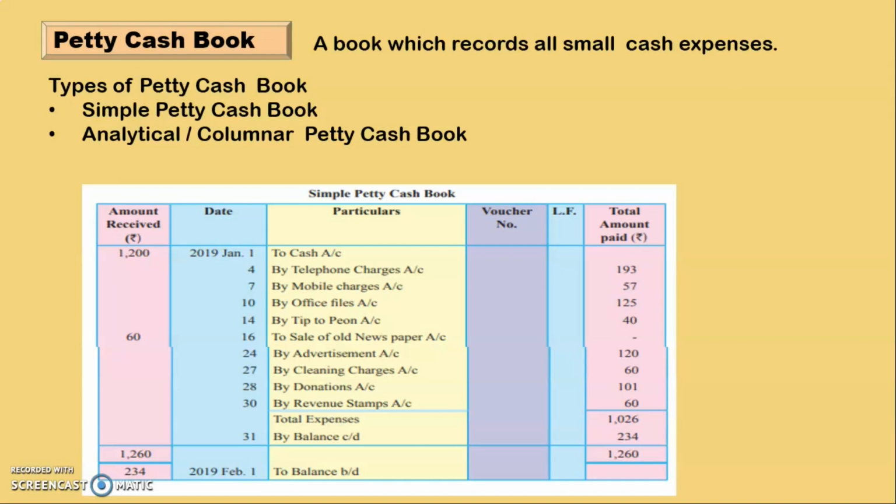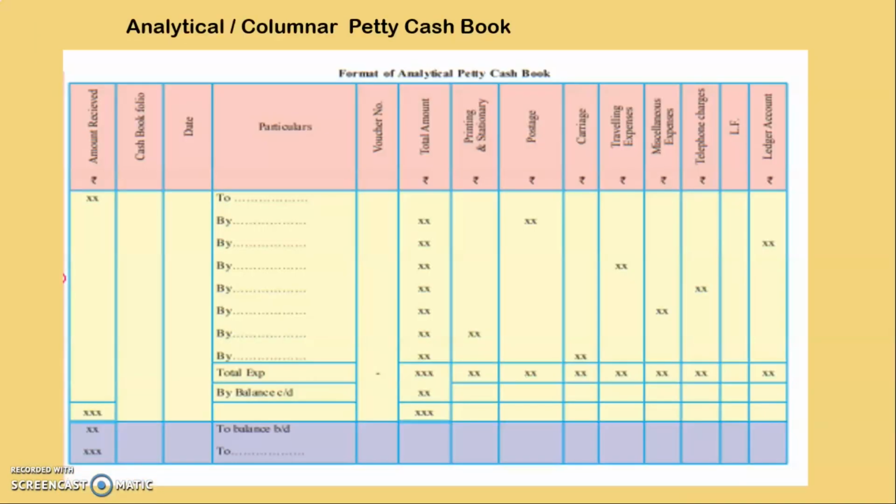Now students, normally we maintain analytical or columnar petty cash book. So this is the format for analytical or columnar petty cash book. So the columns here are amount received, cash book folio, that is the page number of the cash book where this amount is recorded. Then the date column, particular column where we have to write the account heads, voucher number, then we have a total amount column. Till here these columns are the same as in simple petty cash book.